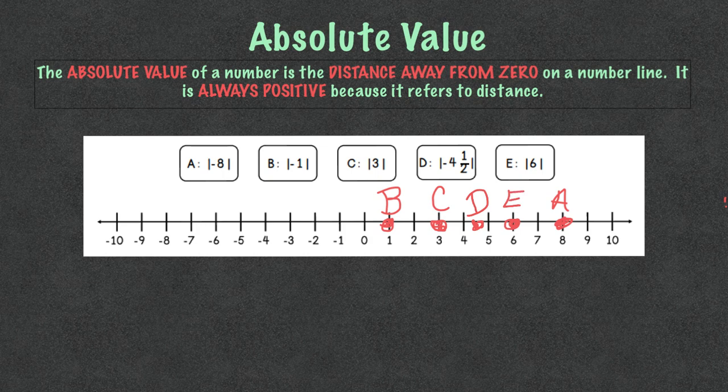Well, hopefully you did good putting these on here. If not, practice it again, come up with your own numbers, have your parents come up with some numbers, and see if you can place them on a number line. You will notice that all of my absolute values were positive because it's always going to represent distance. So always positive because it refers to distance.